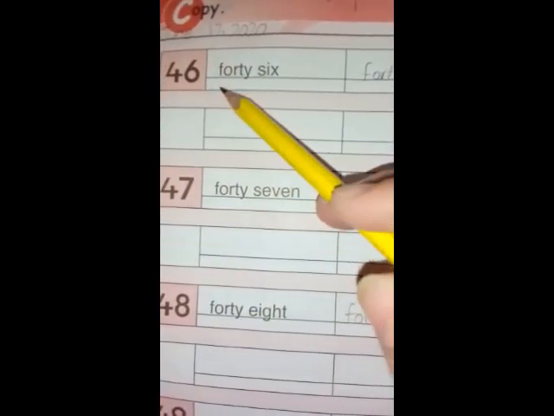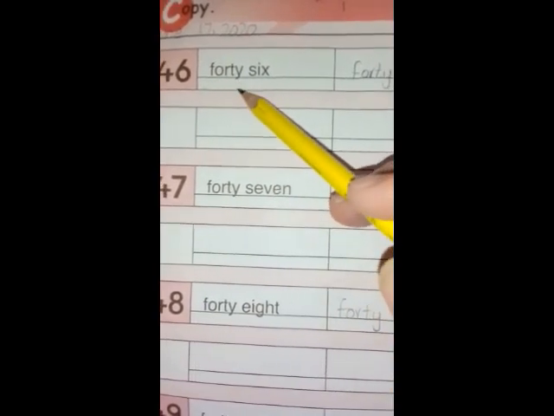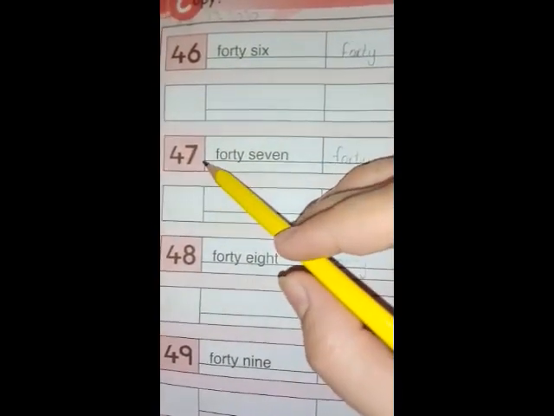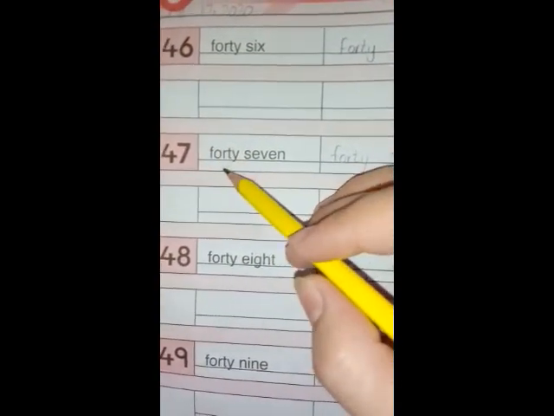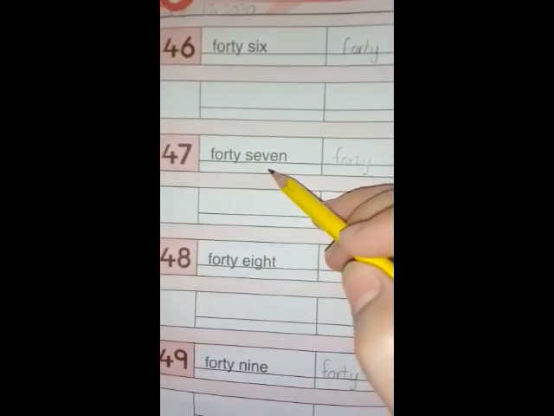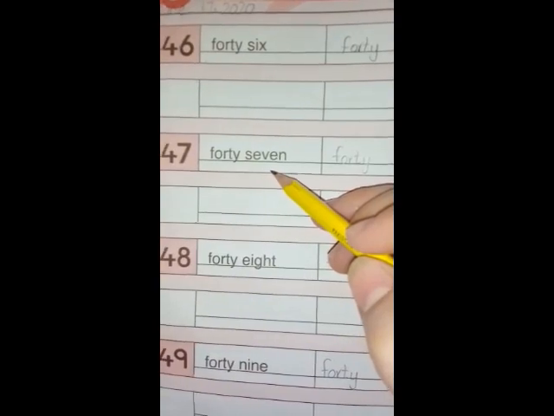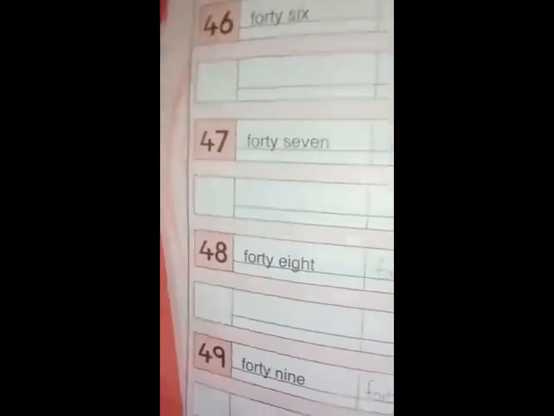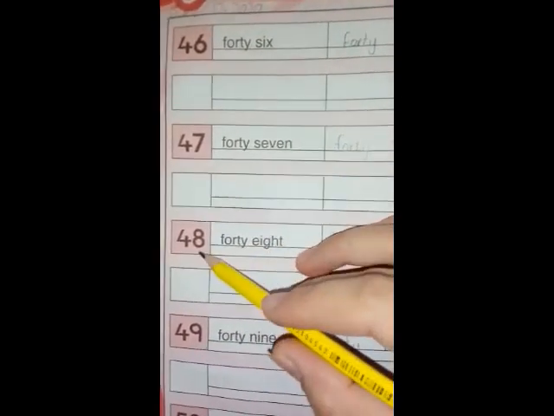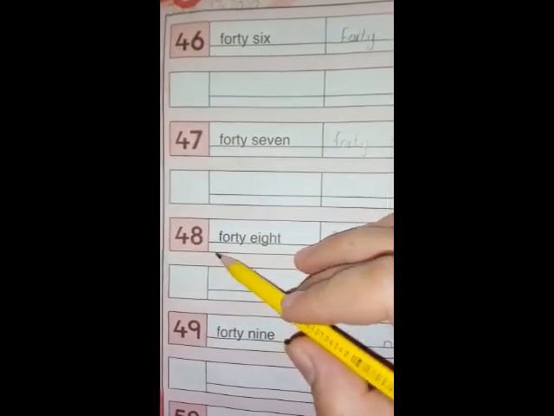46, 40, 6, 46. You have to learn and also write it 2 times in these boxes. The next one is 47, 40 and 7, 47. The next is 48.